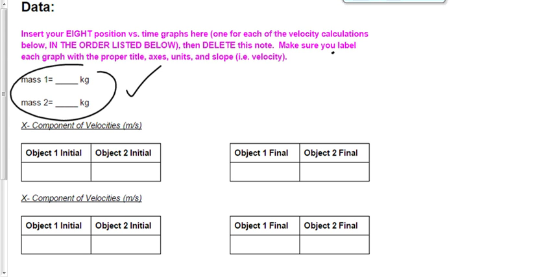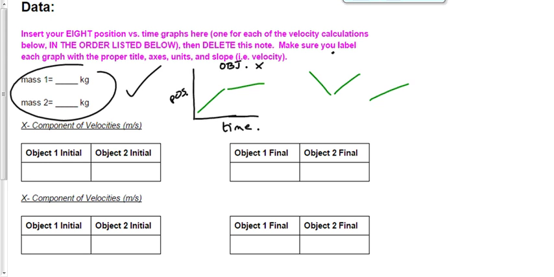Then you got to record the X and Y components of initial and final velocity of object 1 and object 2. How are we going to get those numbers? I'll tell you what, you're going to plot what amounts to 8 graphs. Position and time graphs. When you plot a position and time graph for X component, we'll say object number 1, X component, it may look something like this.